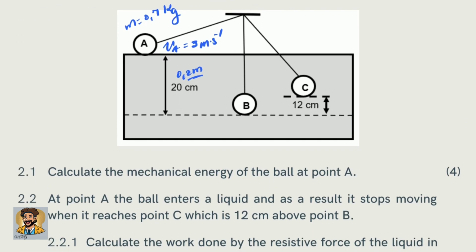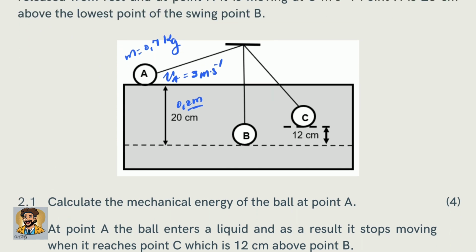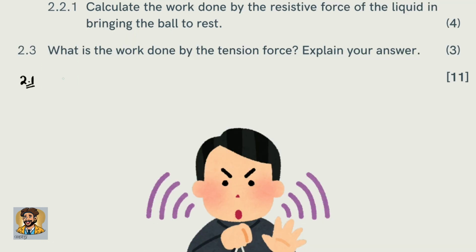All right, now calculate the mechanical energy of the ball at point A. Mechanical energy, guys, remember, is the addition of kinetic energy plus potential energy. I think this one is quite simple, so we can answer that question here.